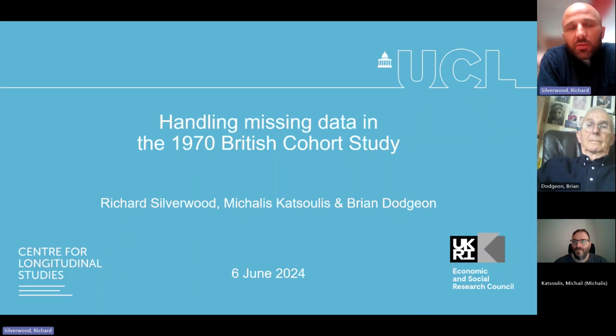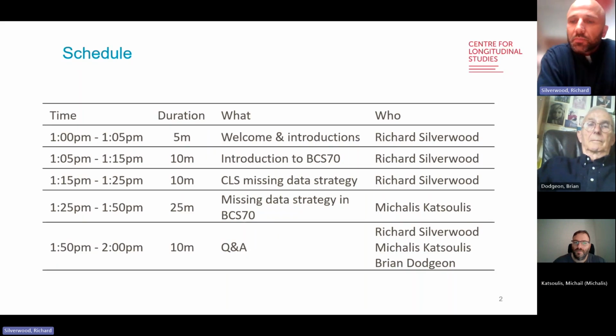So welcome everyone to this webinar on handling missing data in the 1970 British Cohort Study. My name's Richard Silverwood. I'm an Associate Professor of Statistics and the CLS Chief Statistician at the UCL Centre for Longitudinal Studies. And Michaelis and Brian are with us today also. I'll ask them to introduce themselves in just a second.